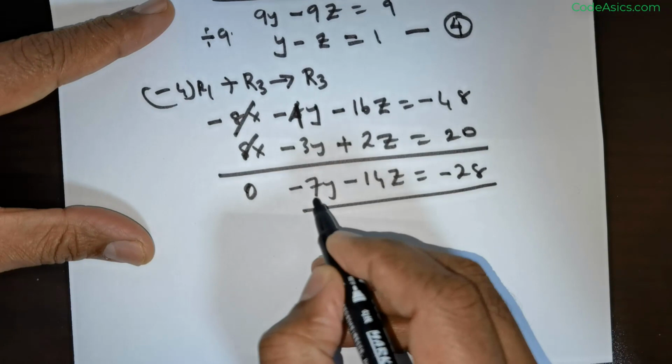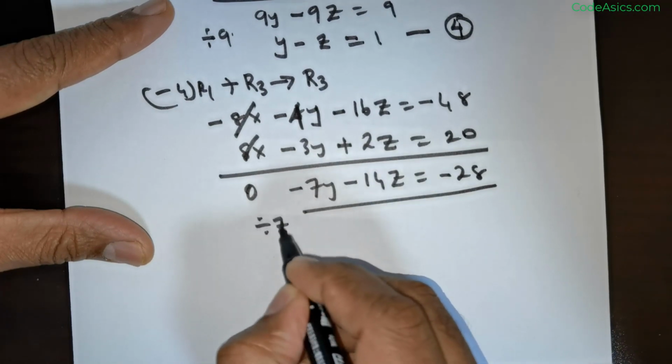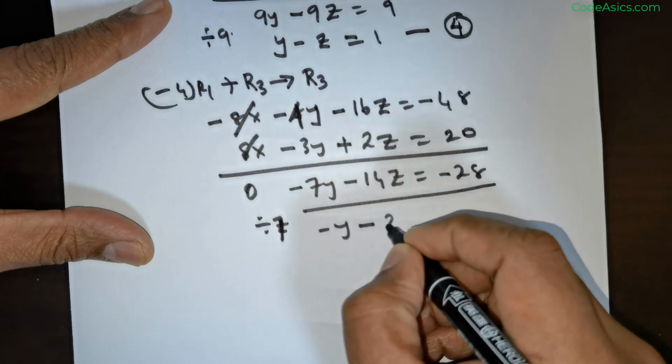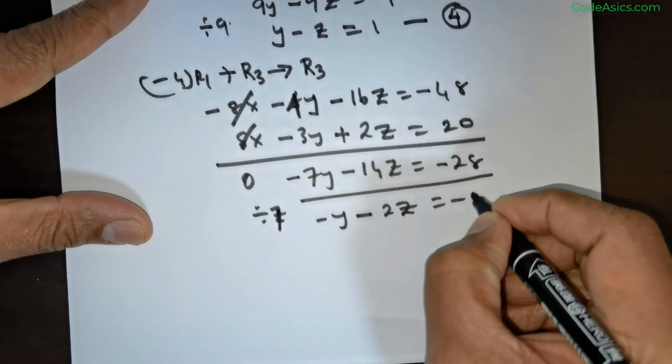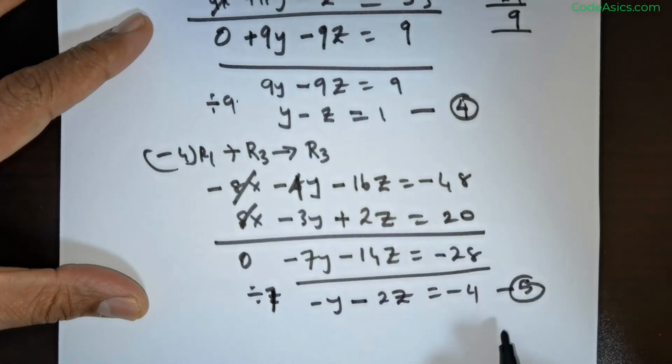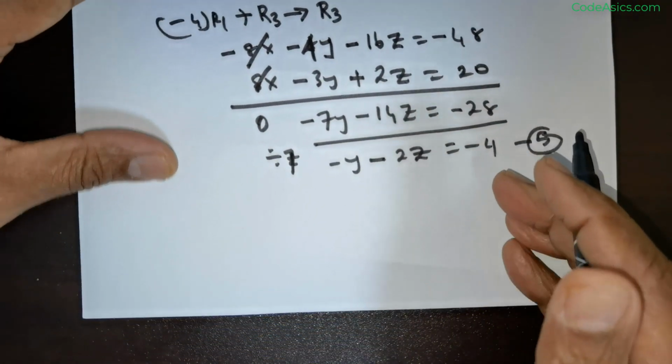As I mentioned to you, clearly this can be divided by 7. Just divide by 7, and this would give me negative y, negative 2z, and this is negative 4. So this can be taken to be as 5. Now we got 4 and we got 5. So these two can be added.